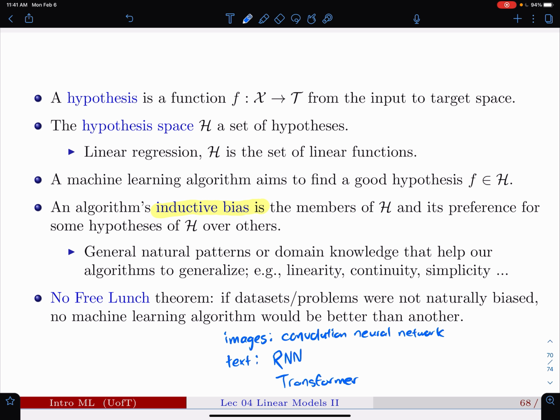The idea underlying all this is something known as the no free lunch theorem, which says that there's no algorithm that's guaranteed to be better than all other algorithms. It really depends on your data set. So you can't just say, let's pick one algorithm and stick with it forever. It depends on the type of data you have.